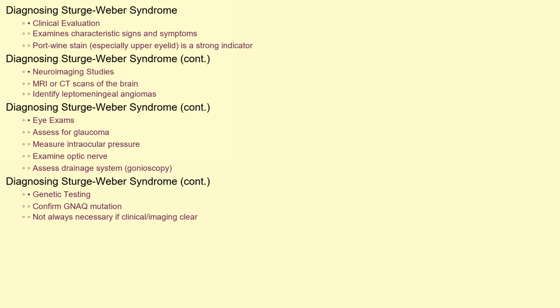These exams include measuring intraocular pressure, the pressure inside the eye, examining the optic nerve, and assessing the angle where the iris and cornea meet, gonioscopy, to evaluate the drainage system. Genetic testing to confirm the GNAQ mutation is available but not always necessary for diagnosis, particularly when clinical and imaging findings are clear.